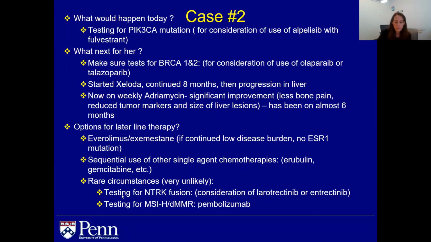In rare circumstances, we can see changes in the cancer. This is not specific to lobular cancer, but you can see abnormalities that could potentially confer response to some other drugs, such as NTRK fusions or microsatellite instability. And these are listed in NCCN guidelines as options to test for and consider for use of drugs that target these abnormalities, but they would be extremely uncommon, but worth looking for.